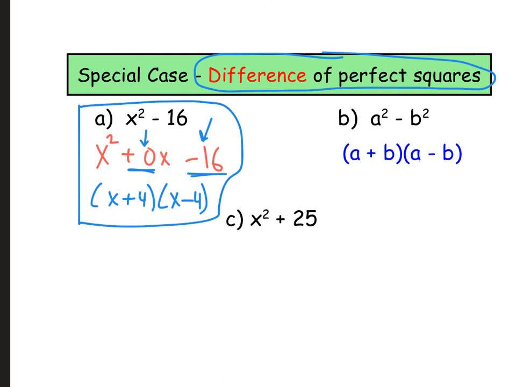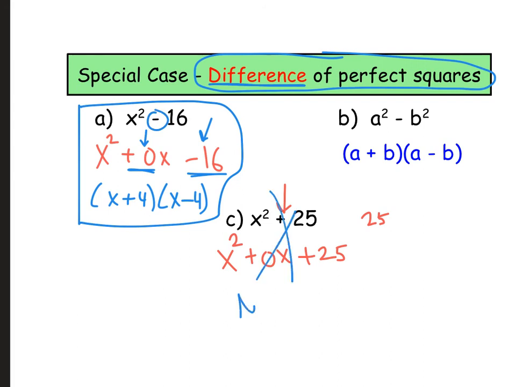Okay, let's do part C, and then we'll talk about part B for a second. Part C, x squared plus 25. Okay, so are there any factors of 25 that add up to 0? Because remember, again, there could be a 0x in the middle. So any factors of positive 25 that add up to 0? So it would need to be like 5 and negative 5 to add up to 0, right? But 5 and negative 5 are not going to give us a positive 25. So this rule only applies when it is the difference, meaning subtraction of perfect squares. This thing is not factorable.